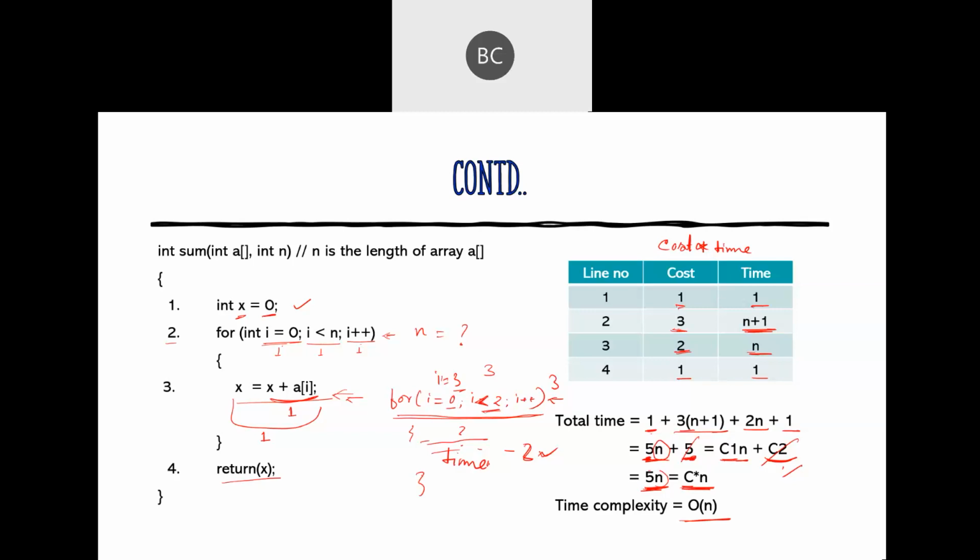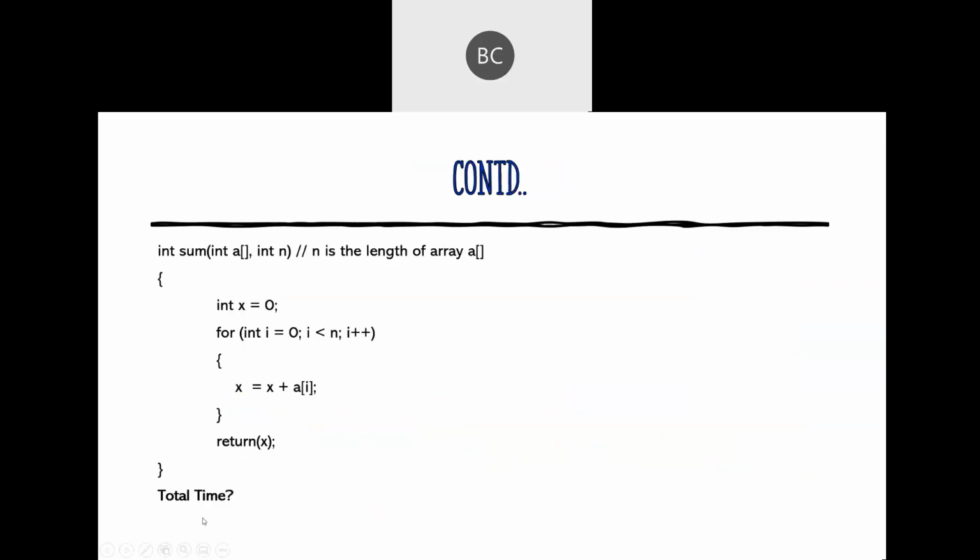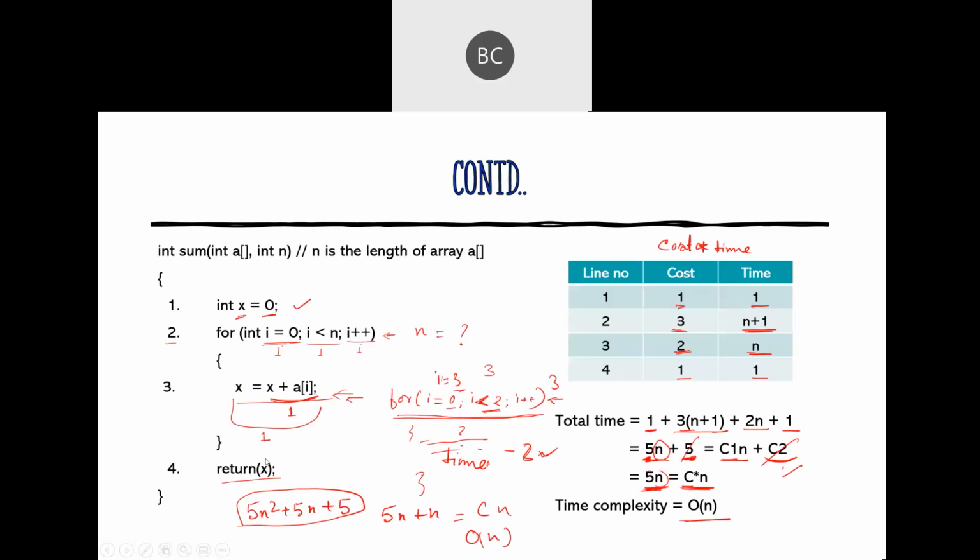Okay. See here, the time complexity when I said 5n plus n, I simply said n, and the complexity is O(n). In some cases, you will see the figure will come like 5n squared plus 5n plus 5. For some program, maybe your time complexity will come like this: 5n squared, 5n, 5. So in that case, what will be the complexity?